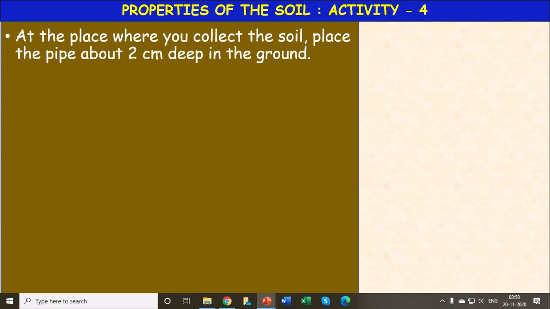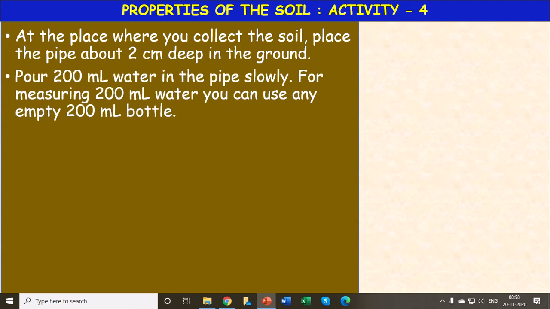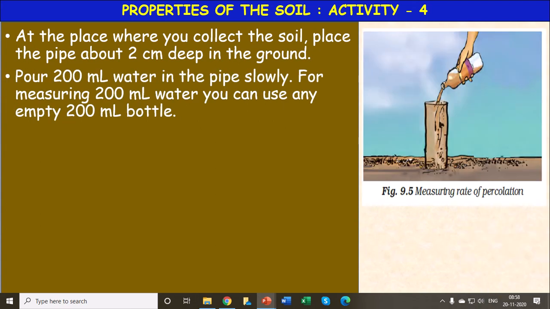Now, at the place where you collect the soil, place the pipe about 2 centimeter deep in the ground, just like this. The activity we are performing is for understanding a property of soil. What is that property? Percolation rate, the rate of percolation.